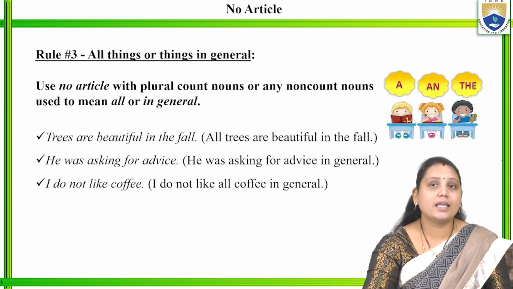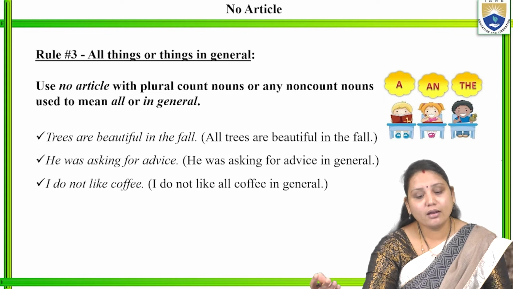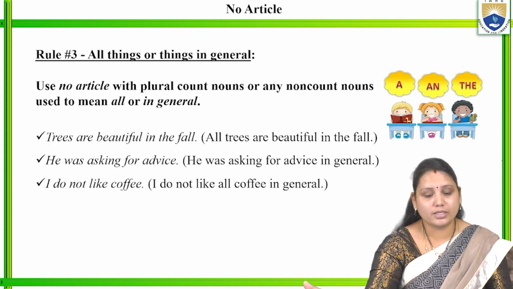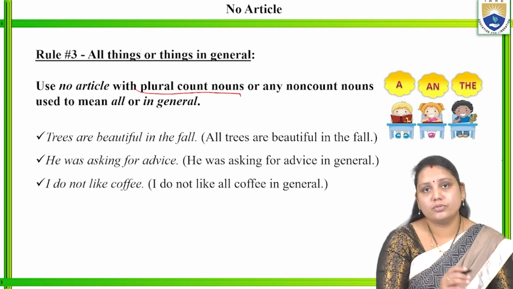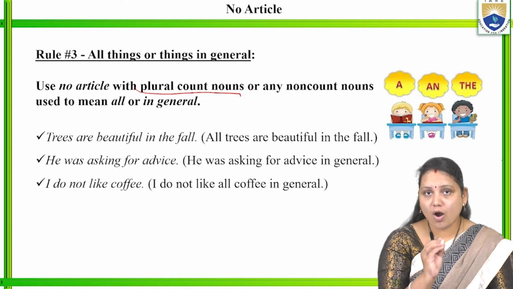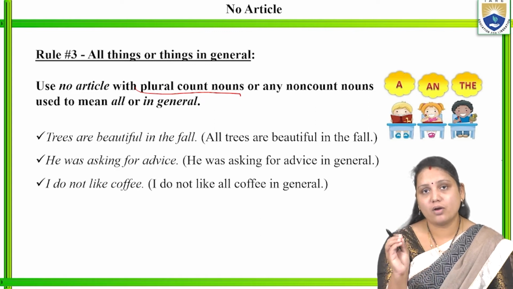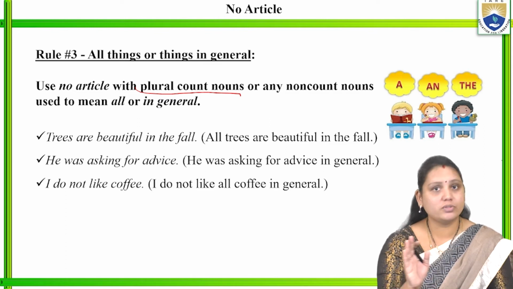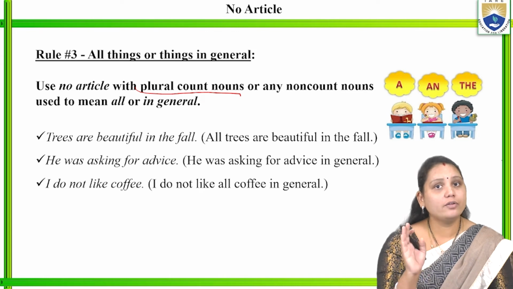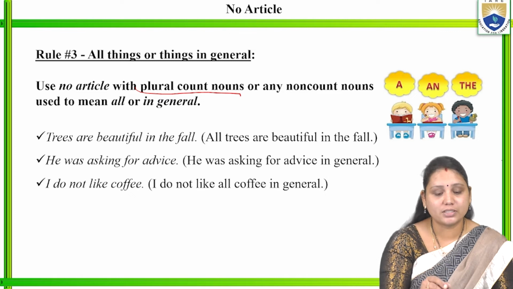Next, all things or things in general, anything which is in general, anything which is in common, we are going to use it. There is no article with plural count nouns. Remember this. We are not using any article before the plural count nouns, the nouns which have plural forms. Avoid usage of articles before plural count nouns. Let us see through examples.